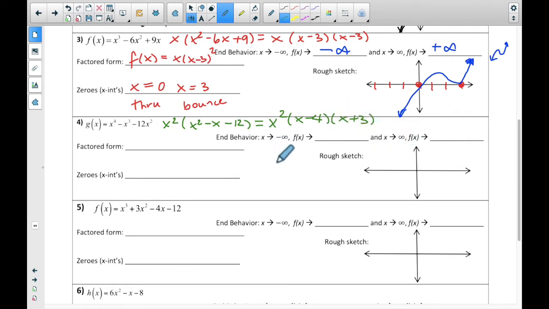Now, if you're not very good at factoring, this is going to be hard. You have to be good at factoring. So if you were kind of hoping to forget all that, I'm sorry, you can't forget all of it.